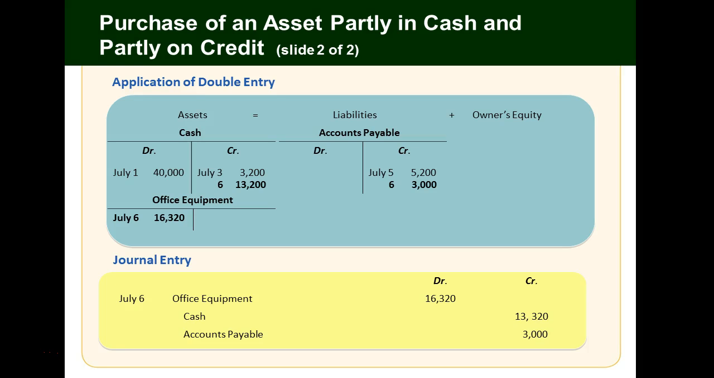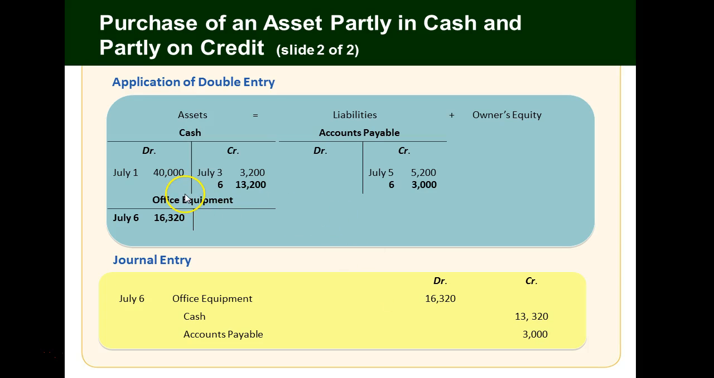Okay, so do you see our office equipment went up? We debited it. Then we had cash that went down. We credited it. Then we have a liability that went up. And remember, liabilities, when they go up, have what kind of balance? A credit balance. So if you see our journal entry, our debits equal our credits, don't they? Our office equipment went up $16,320, and the way we paid for that was take some cash and use it, and then have a loan.